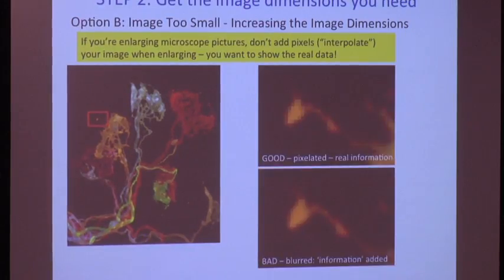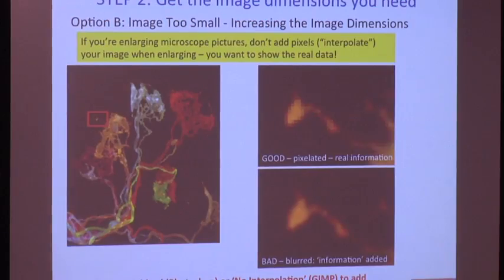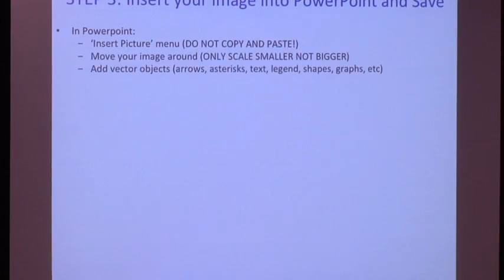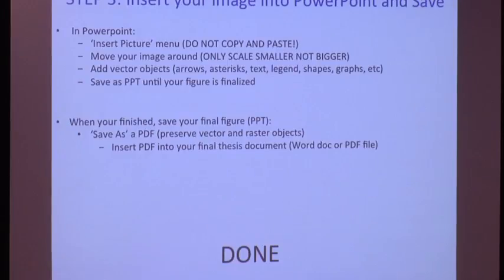Now you know how to combine them with these other objects that are vectors to ensure that you don't have to worry about them getting rasterized. And then you just save this as a PDF, because PDFs can save both information, and you put it into your document, and the instructions for this are in that handout.